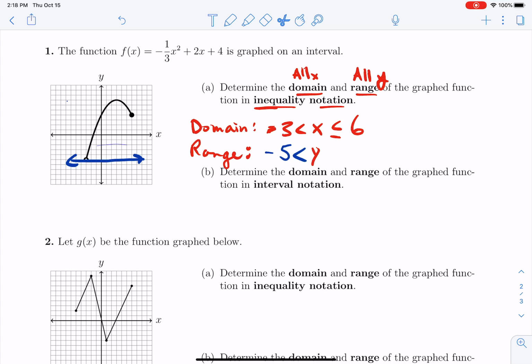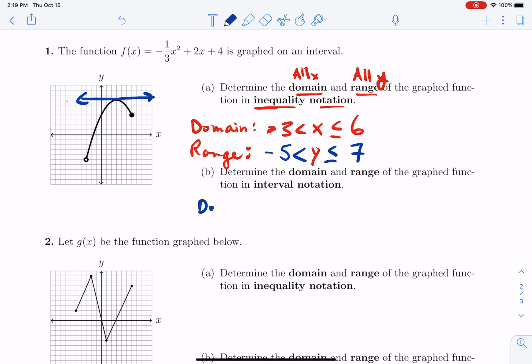And now, to find my largest y value, I'm going to go up and down my function. The largest y value doesn't occur here. It occurs where the function reaches its maximum point, which is there, and that y value is at 7. So we have y is less than or equal to 7, because notice it's a solid line at that point.